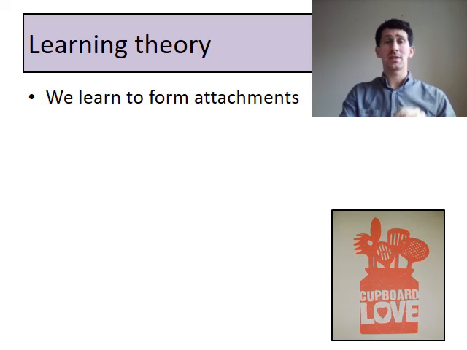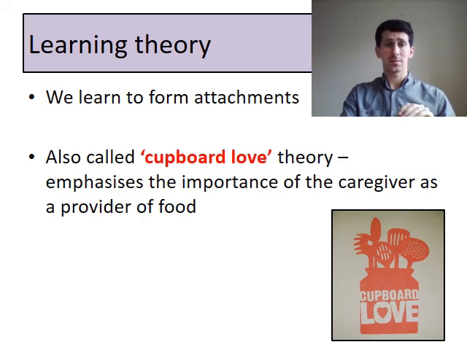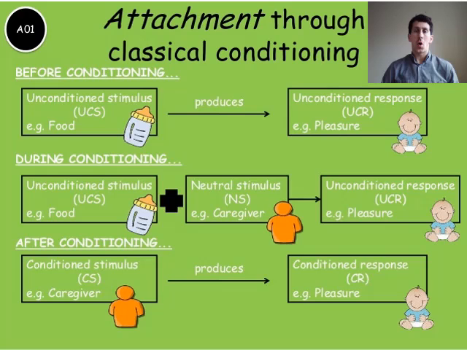The learning theory states that we learn to form attachments, and it's also called the cupboard love theory because it puts an awful lot of emphasis on the importance of the caregiver as a provider of food. So food is the main thing that helps form an attachment. Children learn to love and form attachments with caregivers because basically they bring them food. That's the only reason we really start to form an attachment, according to this theory.